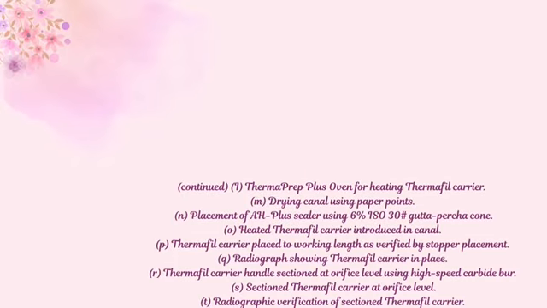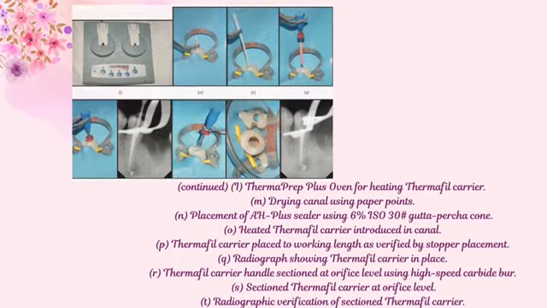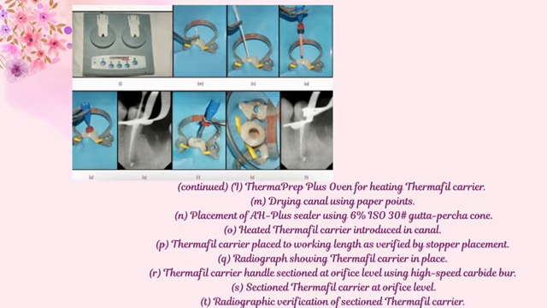The steps of the Thermafil thermoplastic technique are: ThermaPrep Plus oven for heating the Thermafil carrier, drying the canal using paper points, placement of AH Plus sealer using a 6% ISO 30 gutta percha cone. The heated Thermafil carrier is introduced into the canal. Thermafil carrier is placed to working length as verified by stopper placement, radiograph shown. A Thermafil carrier is placed.